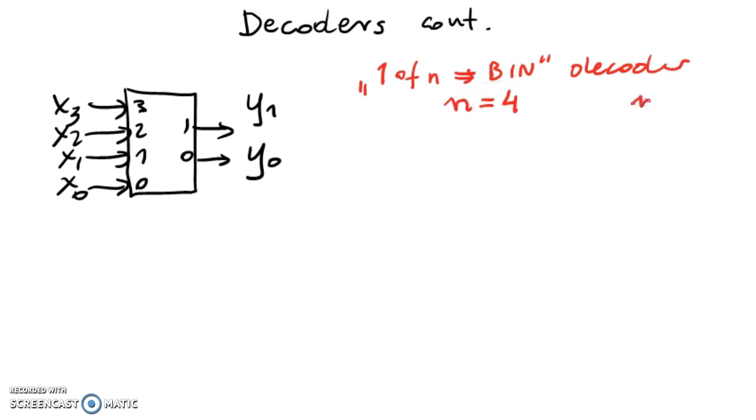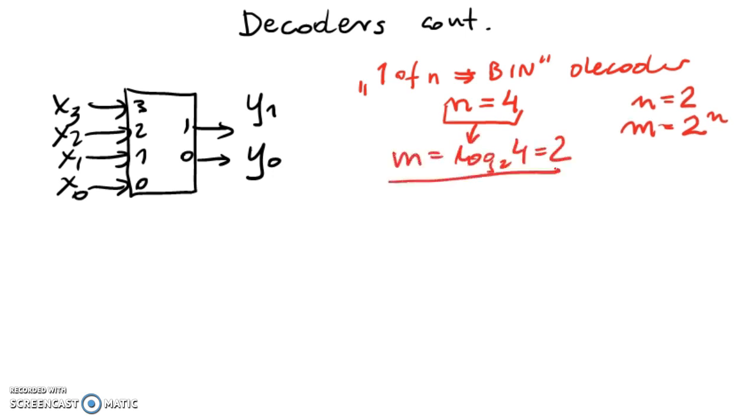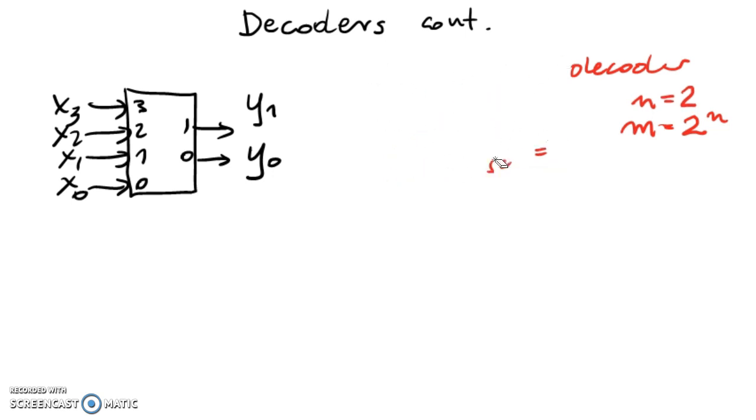As you remember, the number of inputs of the common decoder was n, and m was equal to the power of n. In this situation, we define the number of inputs being n, and the log of this is the number of outputs, m. Okay, so this was introduction only. So let's construct the truth table for this device.